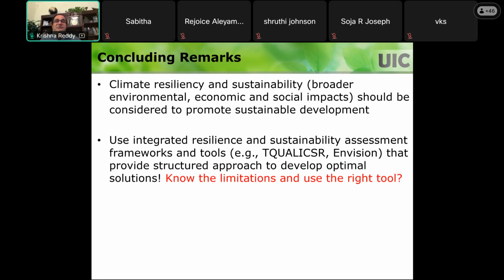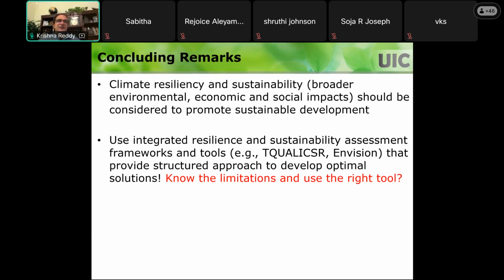So if you want to do something, basically these frameworks and tools, as I said, in our research we developed the Polix and Tupelixer frameworks, which we have used on a lot of different projects, which is nice. I tell people that by using these frameworks, we are incorporating things that we never thought about. Envision is another rating tool that you can use. These tools help when you don't know what you need to do to make your project sustainable and resilient. They give you some clues.